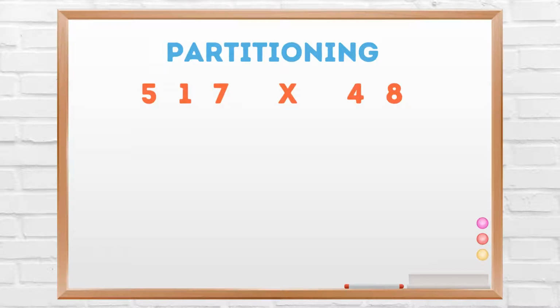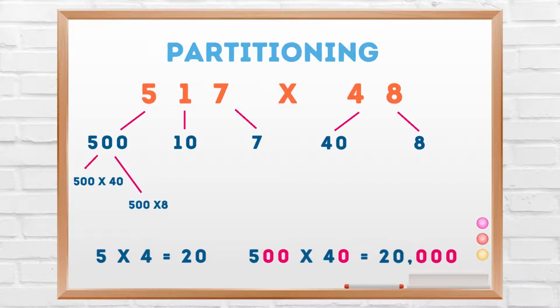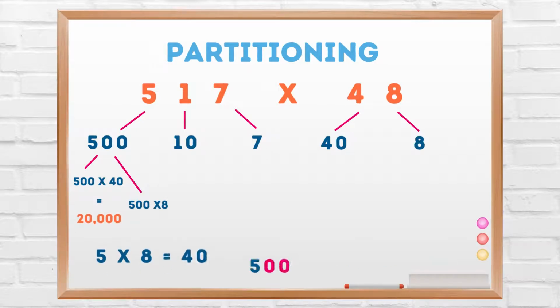To begin, we will break up 517. It can be broken up into 500, 10, and 7. And 48 can be broken up into 40 and 8. First, we will multiply 500 by 40 and by 8. 5 times 4 is 20, so 500 times 40 equals 20,000. And 5 times 8 is 40, so 500 times 8 is 4,000.